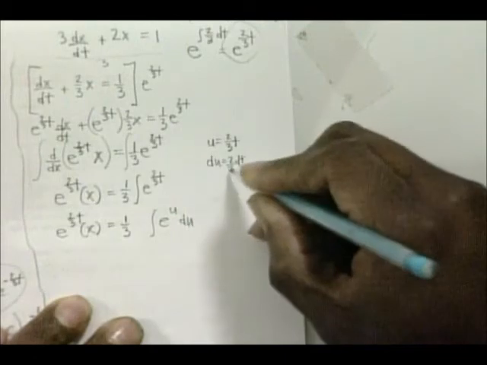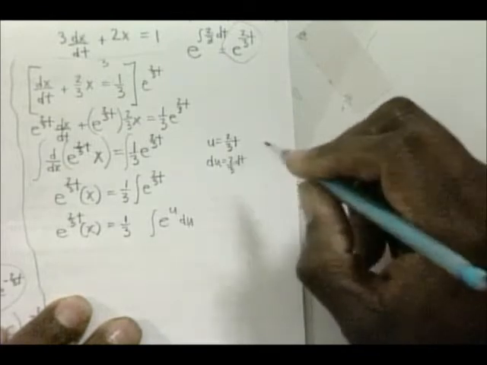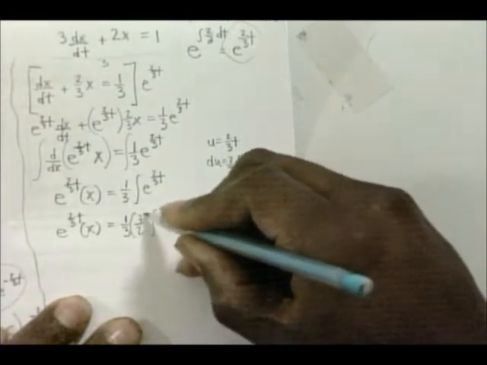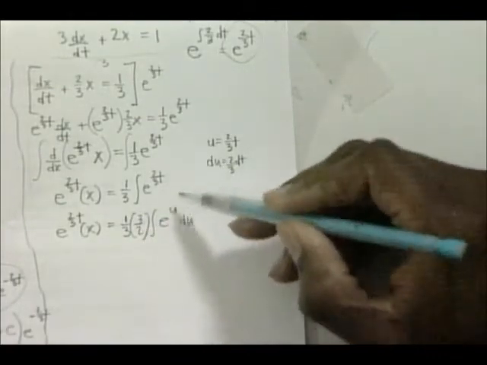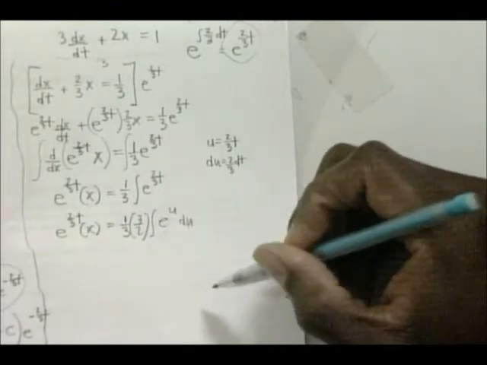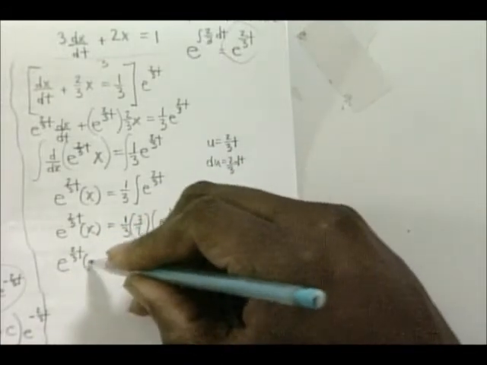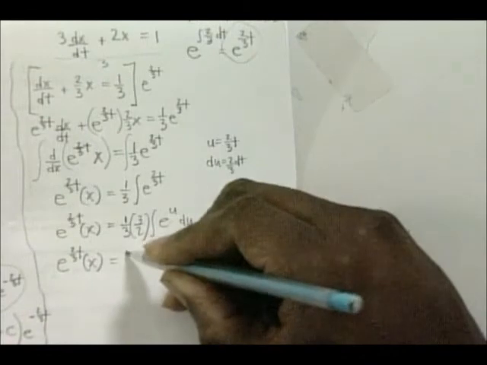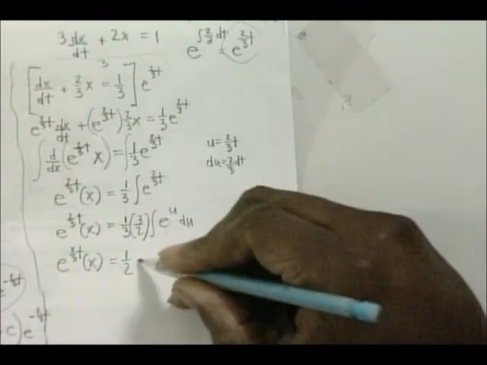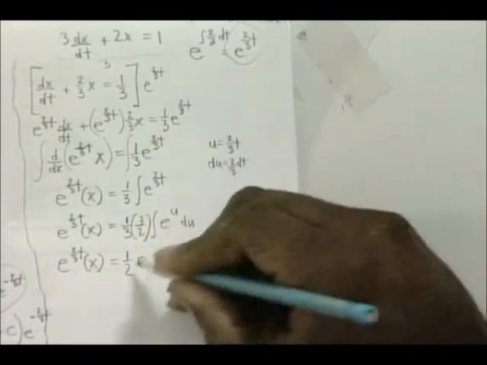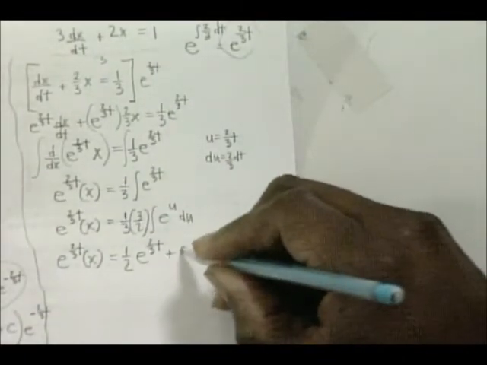In that du is a 2/3 that was not a part of the original problem. To get rid of that 2/3, let's multiply by 3/2. That 3/2 will get rid of this 2/3 that's in du, and now these two statements are exactly the same. Well, that simplifies. e to the 2/3 t times x is equal to 1/2 times the antiderivative of e to the u, that's just e to the u, and u was 2/3 t, plus c.